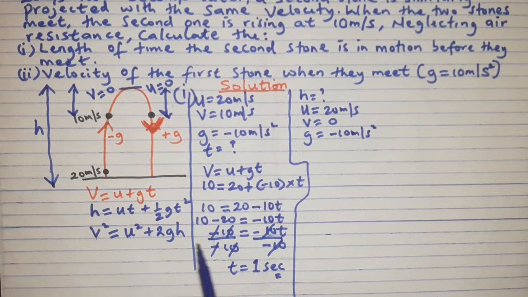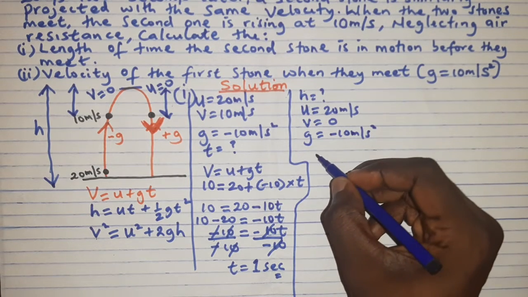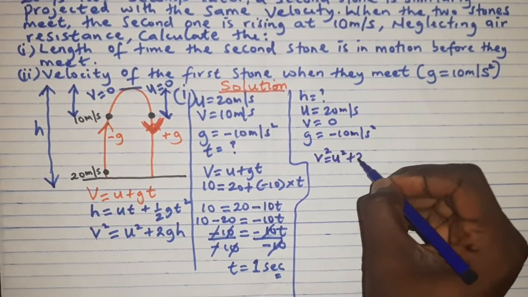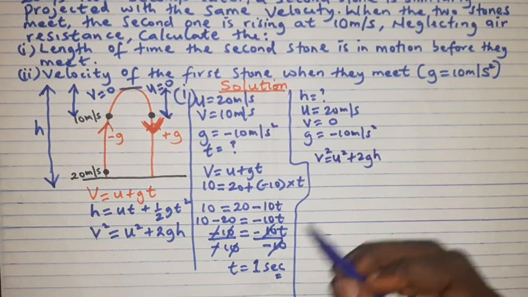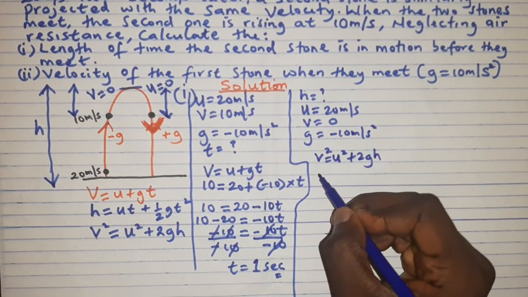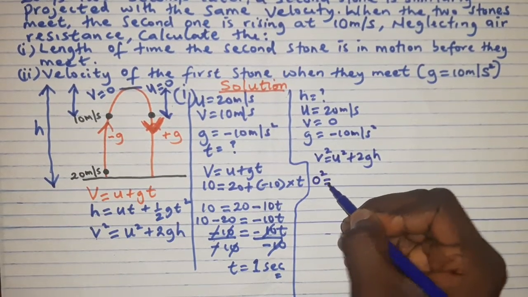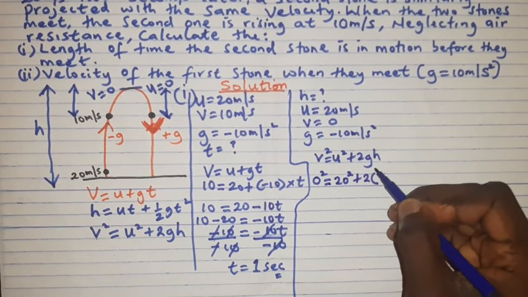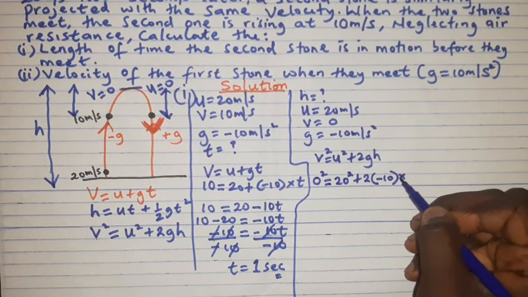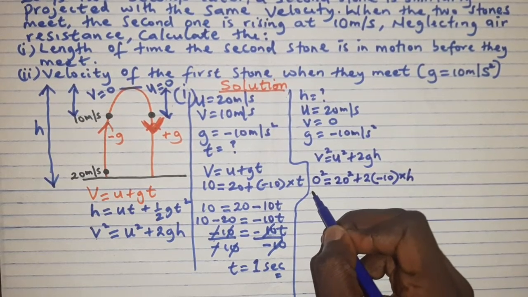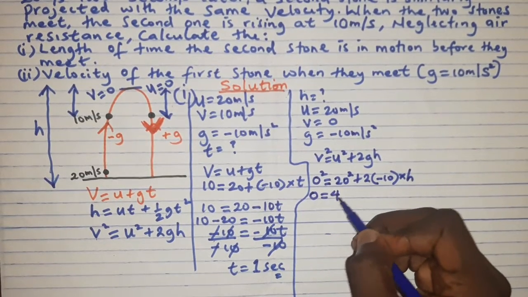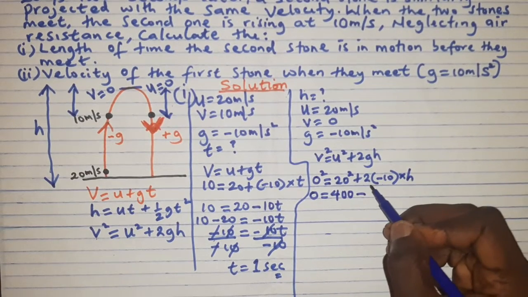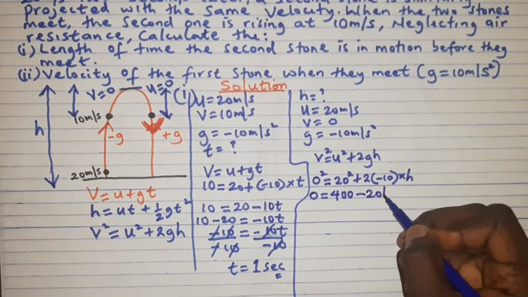Yes, equation 3 will do the magic. So we now have v squared equals u squared plus 2gh. So we are looking for h. Our v is 0 squared equals our u is 20 squared plus 2 brackets, g is minus 10 times h. So 0 squared is still 0, 20 squared is 400, that's 20 times 20, plus 2 times minus 10 is minus 20, times h is minus 20h.